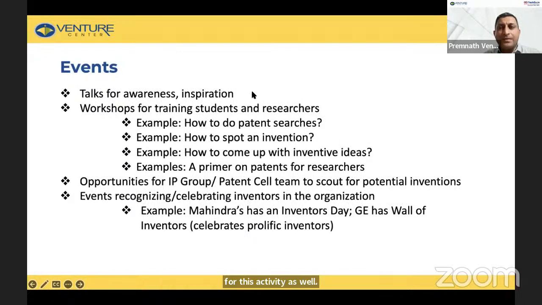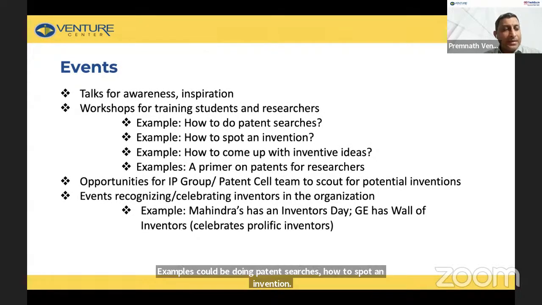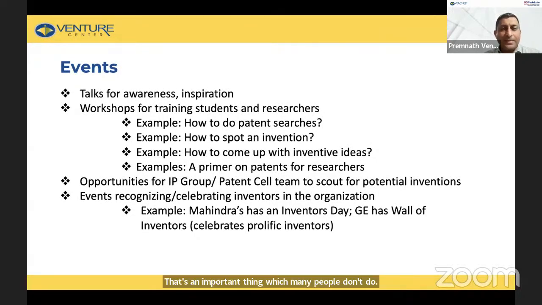Events is another important activity that any IP group or patent cell needs to do. One set of them are about awareness and inspiration. When people see role models, who have successfully done it or gained something out of an activity in patenting or in protecting any IP, that is something which is worth showing. The other is also workshops for training students. Examples could be doing patent searches, how to spot an invention. That's an important thing which many people don't do, and many scientists and students don't realize that they are sitting on an invention. How to come up with inventive ideas.